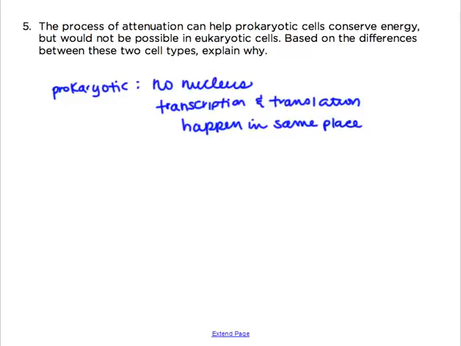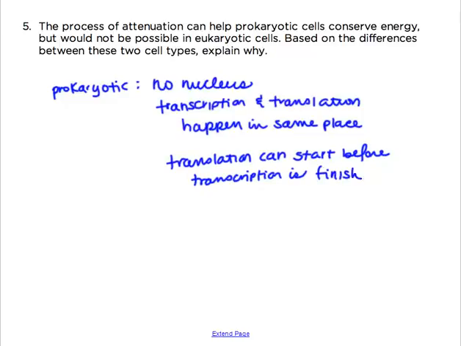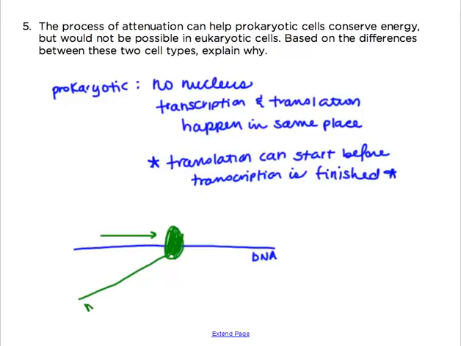And that's important because that means that translation can start before transcription is finished. And that's the most important key here. Okay, so let me star that out. And I'll just show you, if you have a piece of DNA, which we could show in blue, and you have RNA polymerase, I'll show that in green, and that's coming over, it's going down the DNA, and it's making an mRNA copy of the DNA.